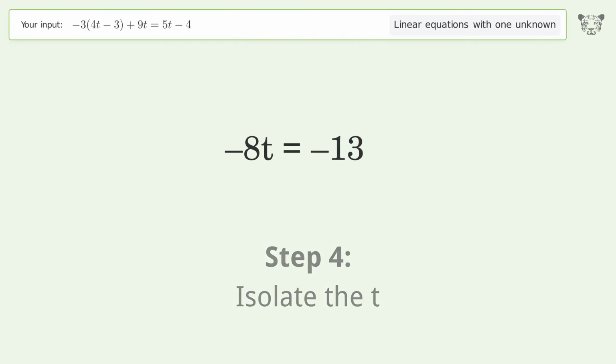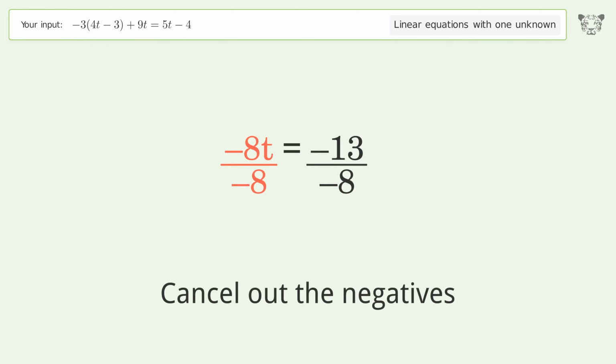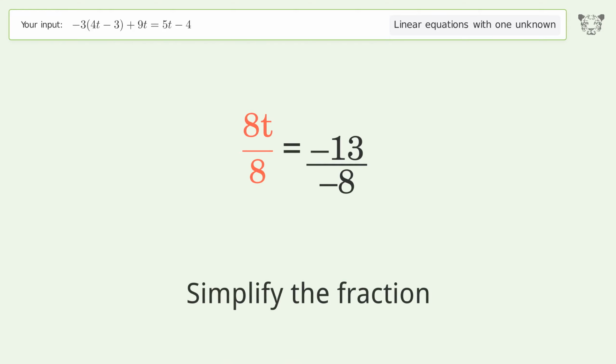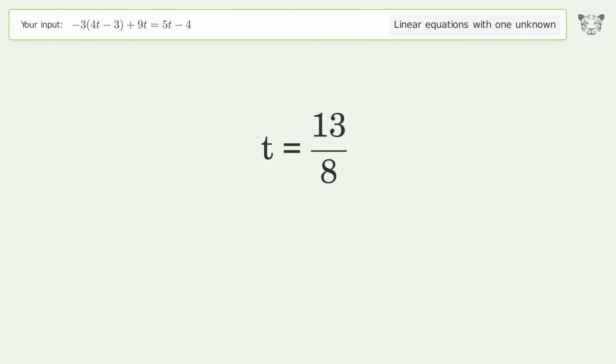Isolate the t. Divide both sides by -8. Cancel out the negatives. Simplify the fraction. Cancel out the negatives. And so the final result is t equals 13/8.